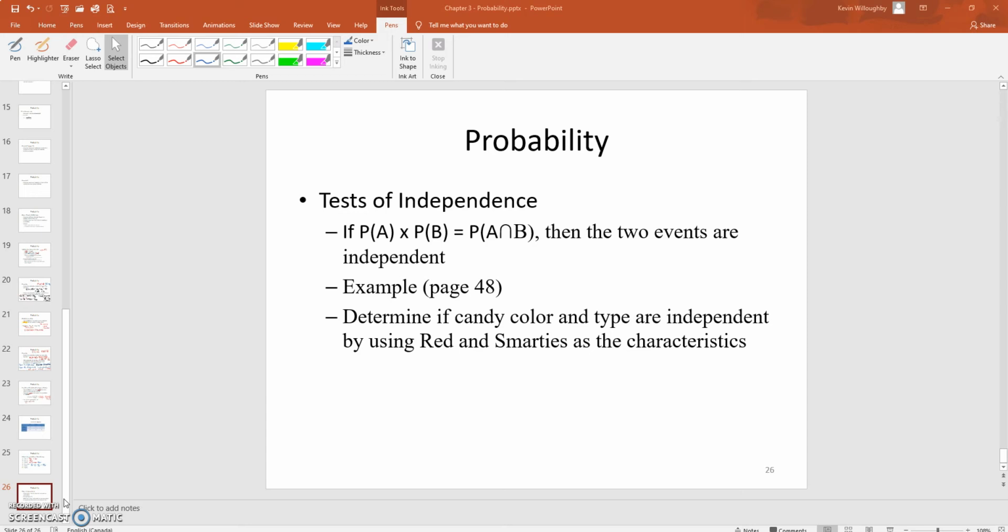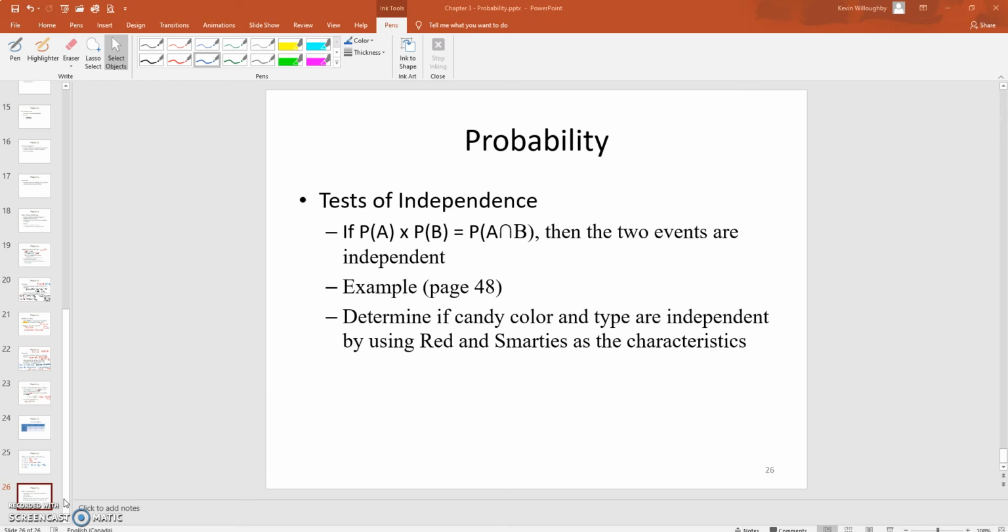Last slide. This is an important slide in terms of this chapter. There are some really good review questions and test questions based on this material, where it is a test of independence. We can test or determine if two events are independent. If we take the probabilities of those two events and multiply them together, they should equal what we have noted in real observations.